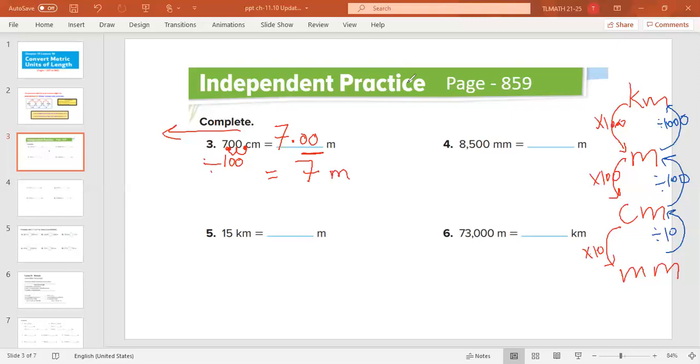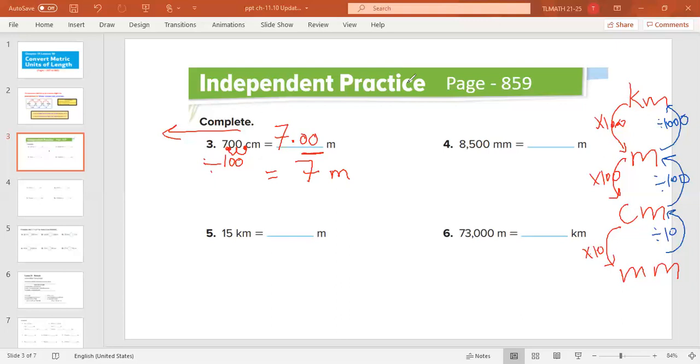Now let's go to question number 4. Here I'm going to convert from millimeter to meter. Now from millimeter to meter, I'm going backward also, from smaller to the larger and jumping over centimeter. So in this case, instead of 2 steps, instead of converting from milli to centi and then from centi to meter, I'm going to take it as 1 step.